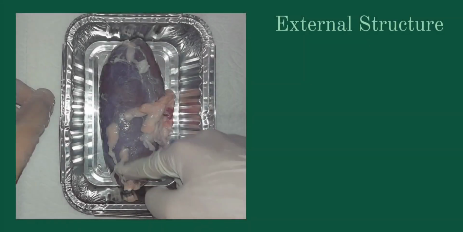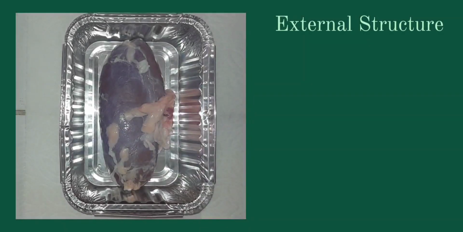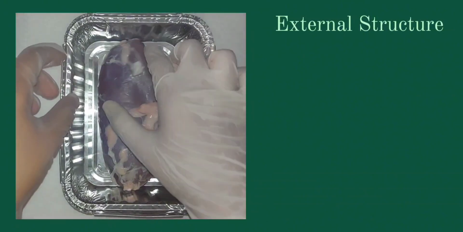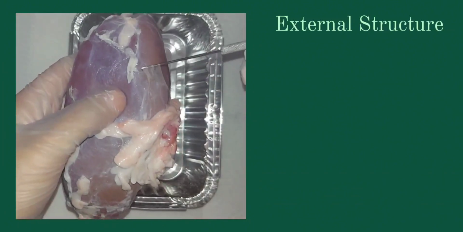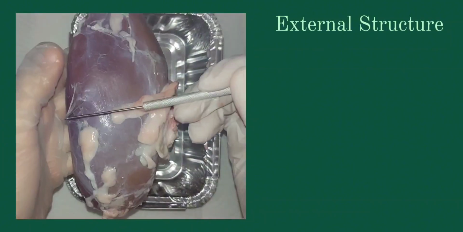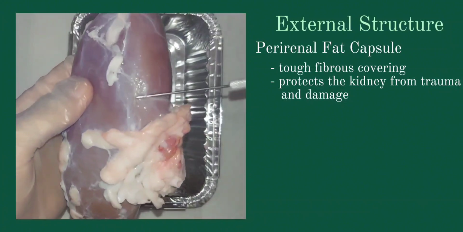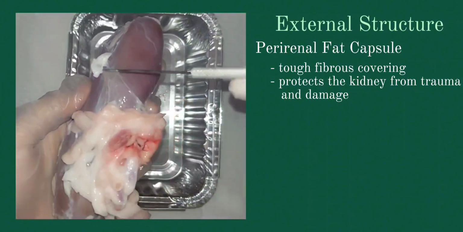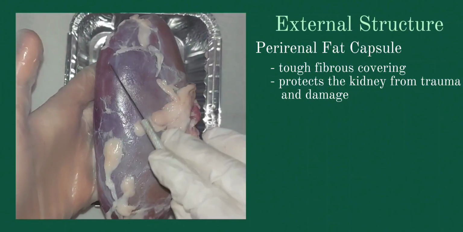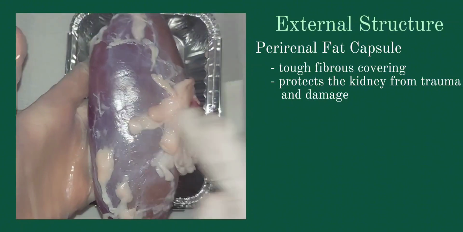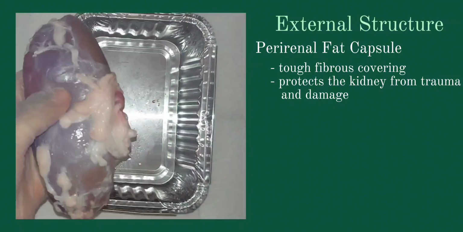Let us first examine the external structure of the kidney. As with the other organs of the body, the kidney also has a tough fibrous covering or layer called the perirenal fat capsule. This protects the kidneys from trauma and damage. Later, when we cut open the kidneys, we will see the other layers.